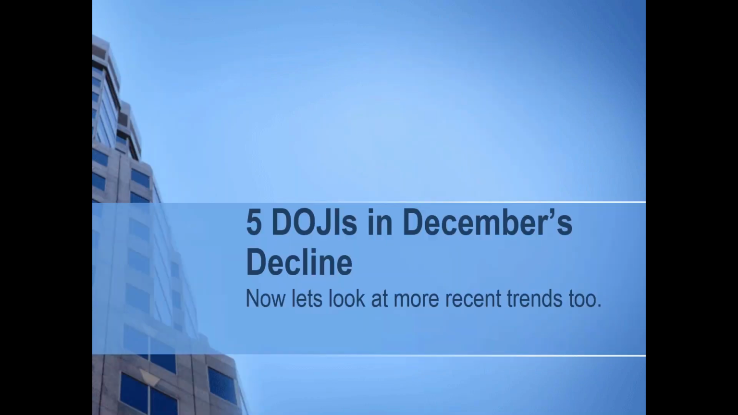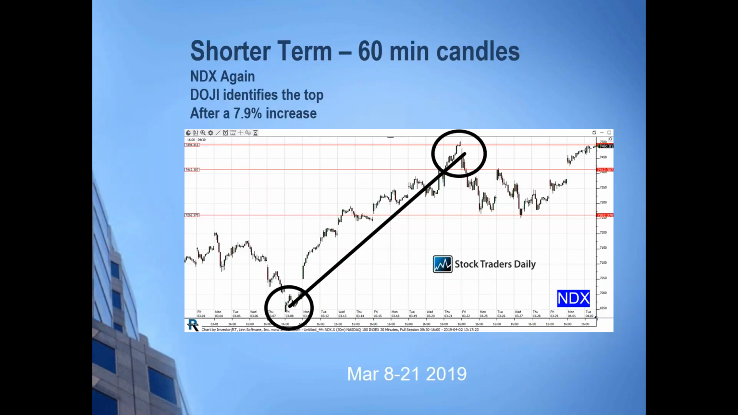So in all, there were 5 dojis in December's decline, and that decline was aggressive. And that decline was profitable for people that were looking at those trading opportunities as well. But let's look at more recent trends too, because it's important to identify consistency. In this shorter term observation, I'm going to use 60-minute candles. So it's a little bit different than what we were using before. I'm going to use the NDX again.